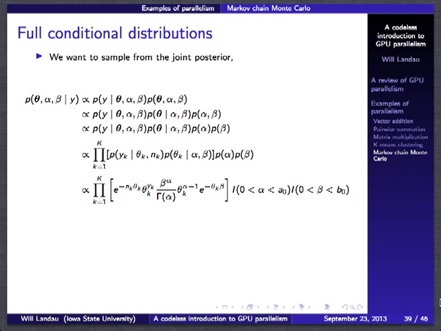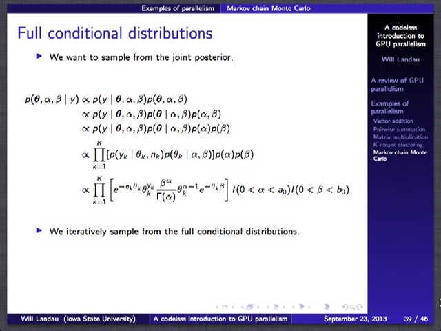And now since this is a Poisson distribution, I can plug in the Poisson PDF, probability density function. This is a gamma distribution, so I plug in the gamma PDF. And these are just indicator variables that tell you, this is going to be 1 if alpha is between 0 and A naught and 0 otherwise. And these are just the PDFs of the uniform distribution.